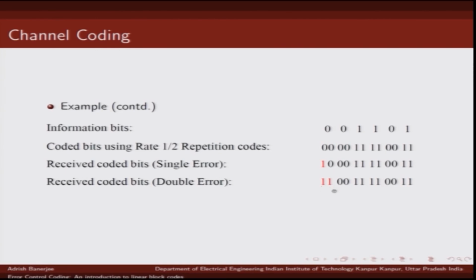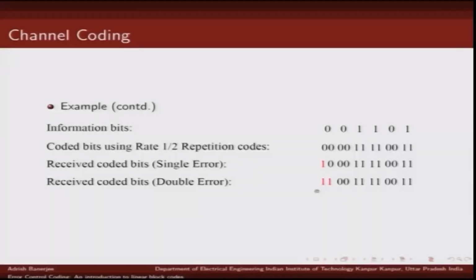So, again we will follow the same logic for decoding, we will look at 2 bits at a time. So, first 2 bits are 1 1. Now, since these bits are same, we will decode them as 1, but what was transmitted? It was 0. So, we can see that this is a case of undetected error. Even though these 2 bits were received in error, the decoder is not able to detect this error.